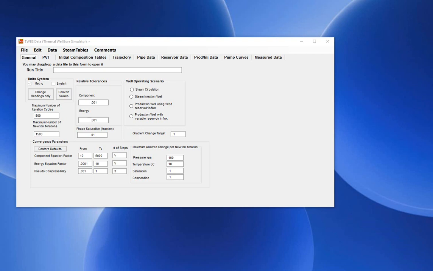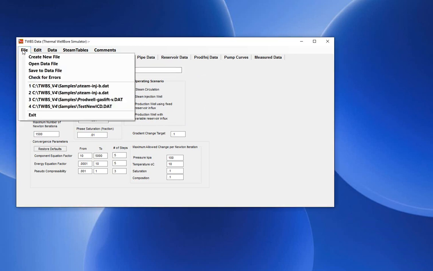This tutorial movie is about the Reservoir Data Tab in the Wellbore Simulator data preparation section. The appearance of the Reservoir Data Tab depends on which well operating scenario we're looking at. For a steam circulation and steam injection scenario, you would have a different number of columns. For a production well scenario using fixed reservoir influx or with variable reservoir influx, you would have a different number of columns. So let's take a look at the situation for steam circulation and steam injection.